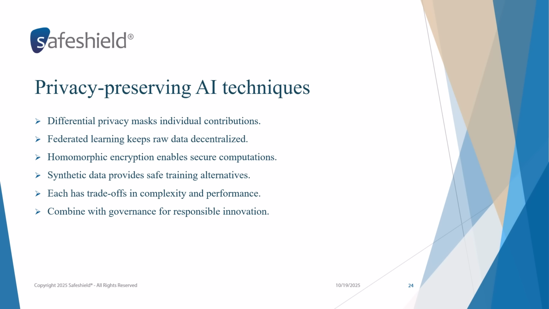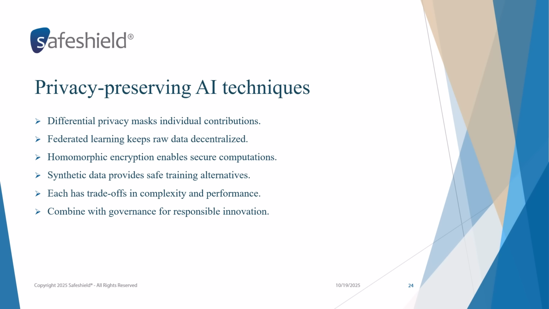Differential privacy adds carefully calibrated statistical noise to data or outputs, making it difficult to trace results back to any individual while still allowing useful analysis. This technique is widely adopted by companies like Apple and Google. Federated learning allows AI models to be trained across multiple decentralized devices or servers without transferring raw data to a central location. Instead, only model updates are shared, reducing exposure of personal data.